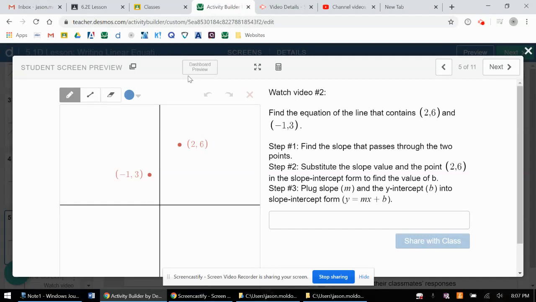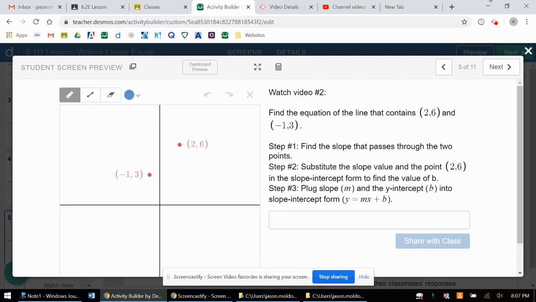This is the second video for the 5-1D lesson. We're going to repeat the process again, and again, feel free to slow the video down. These problems are a bit heavy as far as the number of steps, but we're not doing as many.